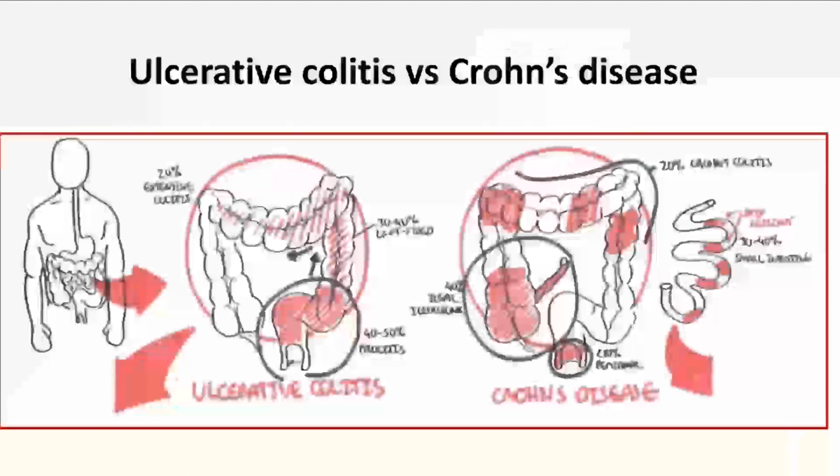And it also will involve, as you see here, the left side of the colon, that would be the descending and sigmoid, approximately 30 to 40%. And then you can also have extensive disease, which expands beyond the splenic flexure. That is less likely, but it does happen, around 20%. But if there's something that you should know, it is that ulcerative colitis has to involve the rectum. The number is not here, but 90% of patients have rectal involvement. So that is important to know.